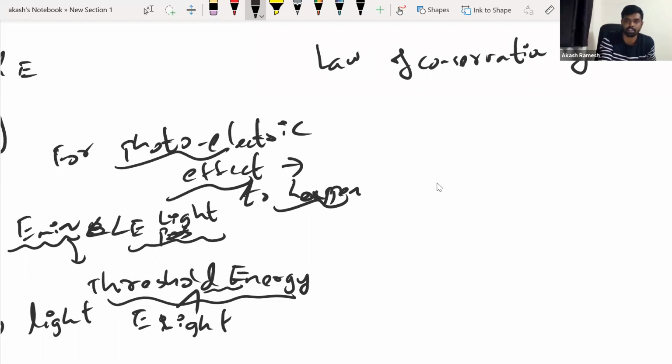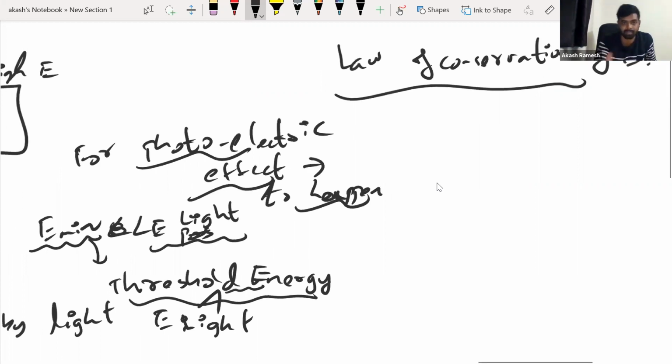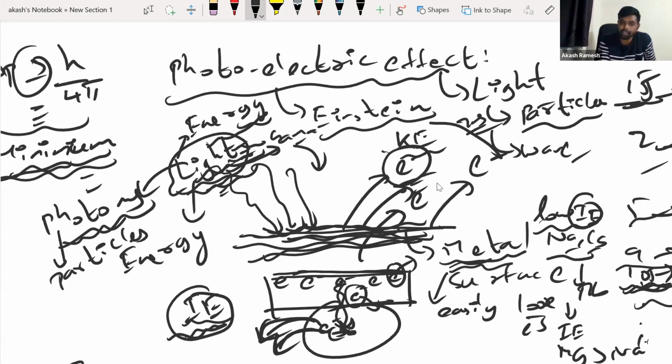Law of conservation of energy. Now, what it says, obviously, is that energy can neither be created nor destroyed, but can be transformed from one form to another. So what I'm trying to tell you is that during this entire process, I have a metal surface, light is falling on it, electrons are coming out. In this entire process, energy conservation should happen.